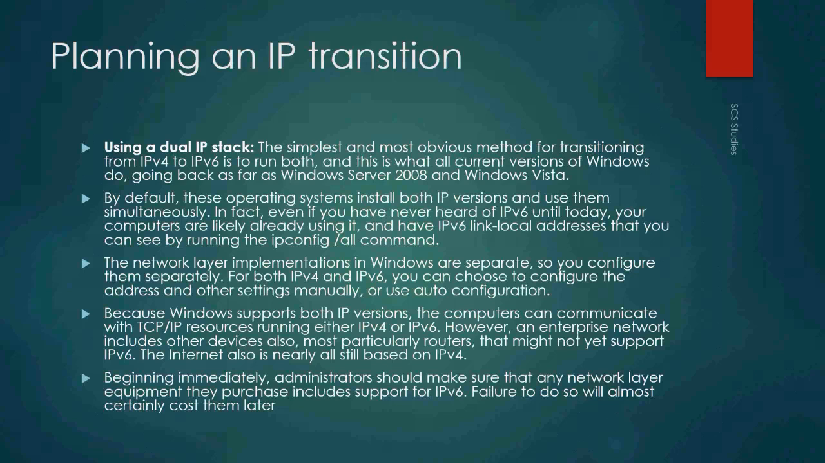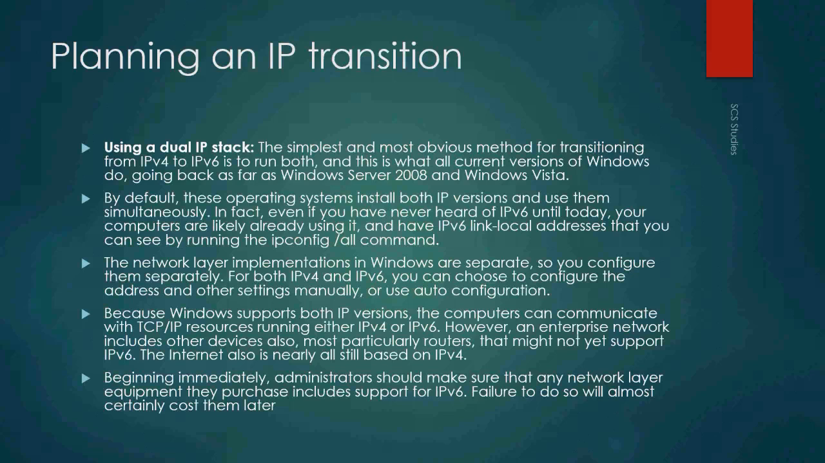Planning an IP transition using a dual IP stack. Very important, guys. The simplest and most obvious method for transitioning from IPv4 to IPv6 is to run both. And this is what all current versions of Windows are doing. Going back as far as Windows 2008 and Windows Vista, by default the operating system installs both IP versions and uses them simultaneously. In fact, even if you have never heard about IPv6 until today, your computer is likely already using it and has an IPv6 link-local address that you can see by running the ipconfig /all command.